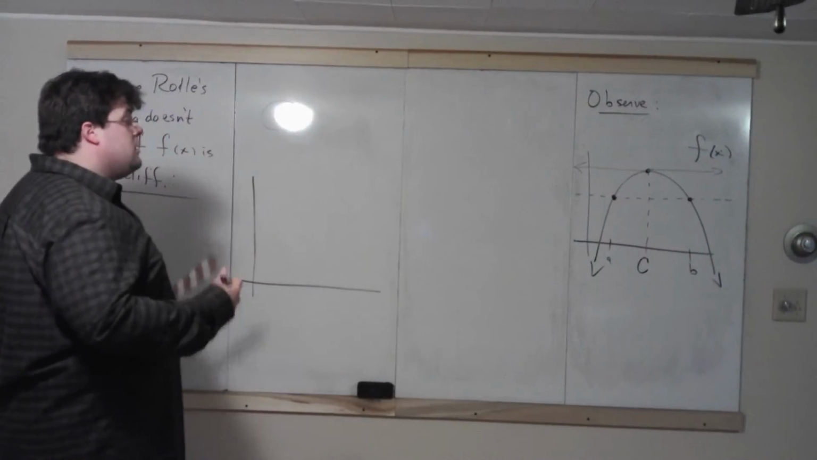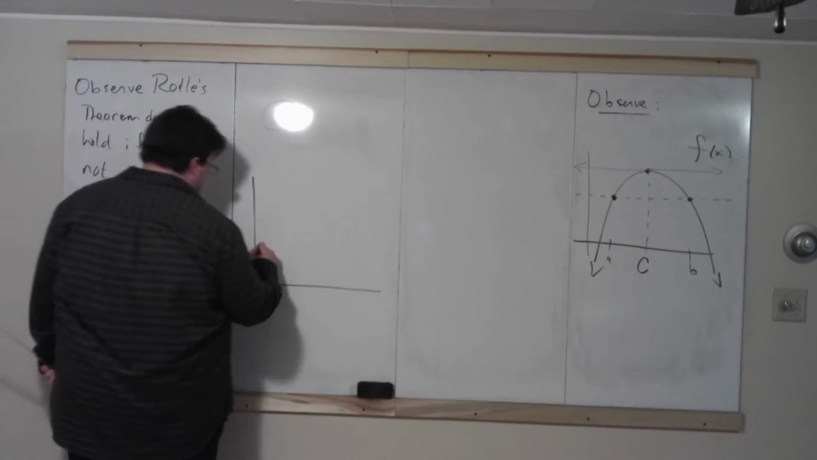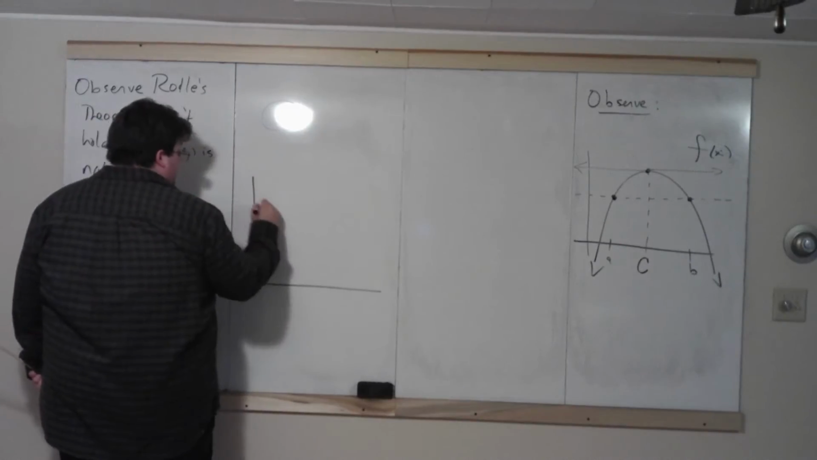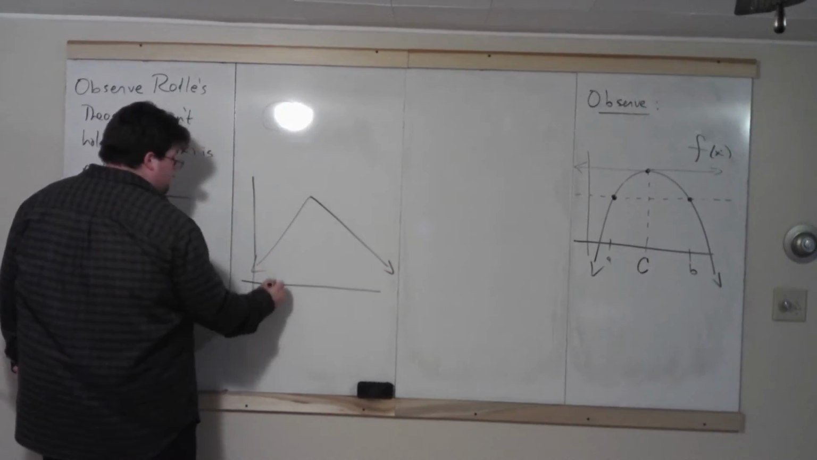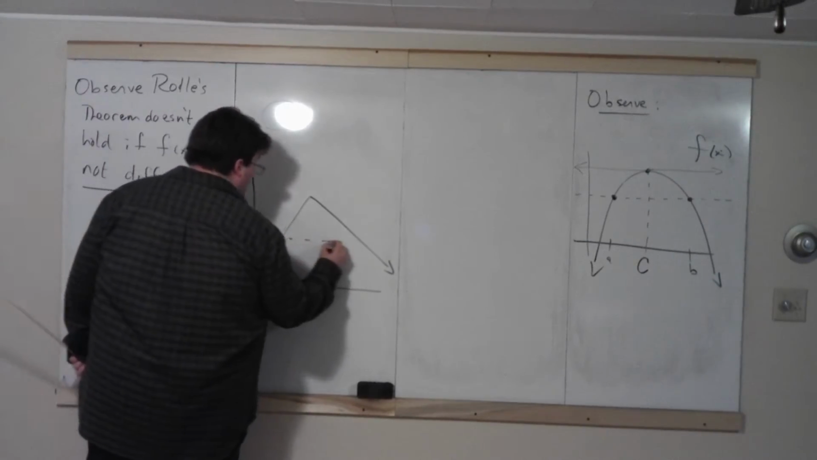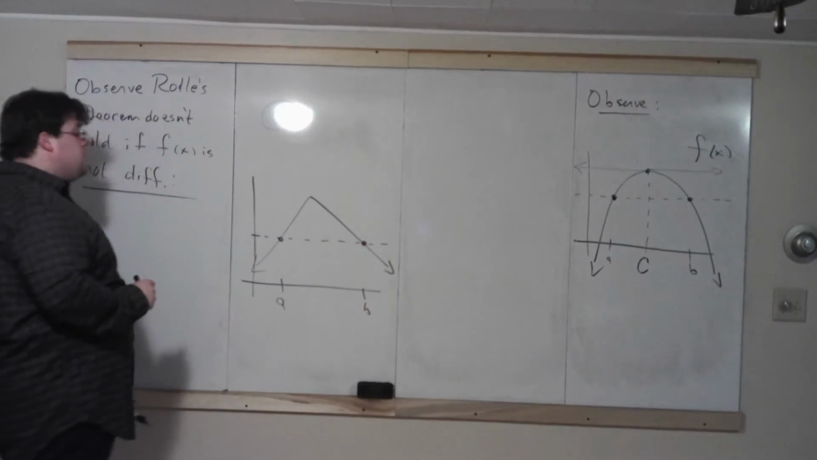Make that a function. Rolle's theorem won't hold. But let's look at differentiability. Differentiable, that's in a way a more interesting one. Let's draw it like this. Right here is a curve which is not differentiable. Here's A, there's our y value, here's B, there's our y value.